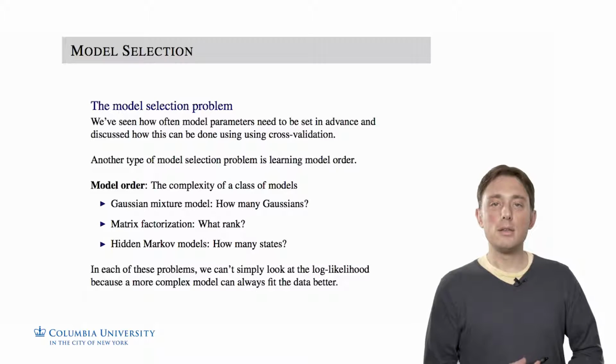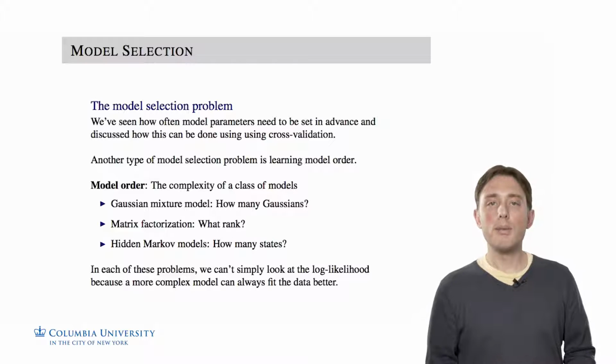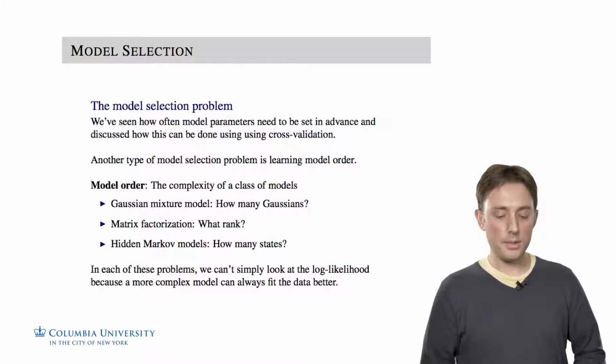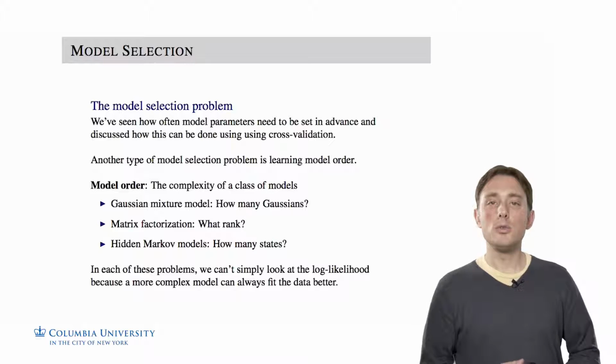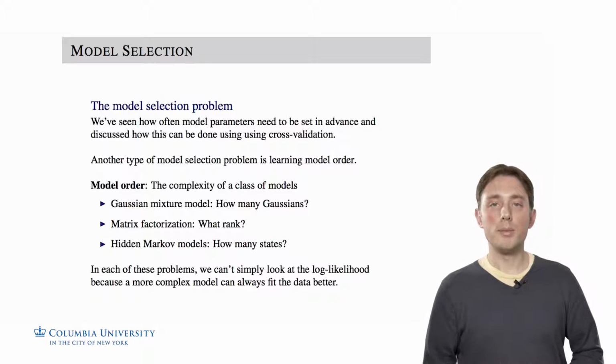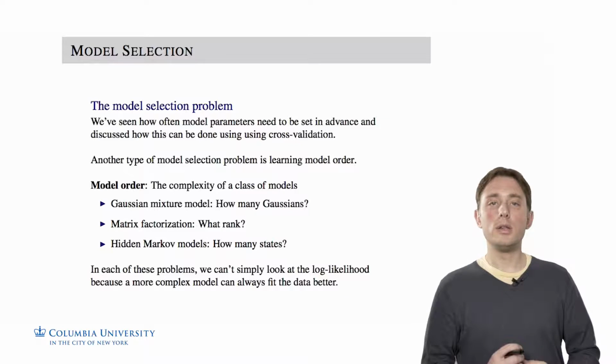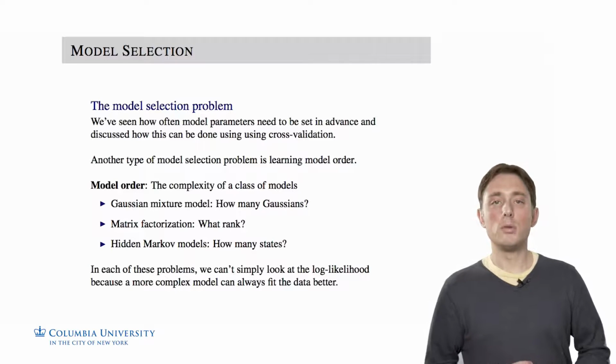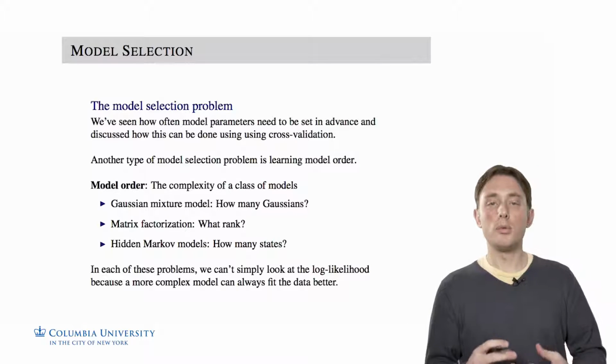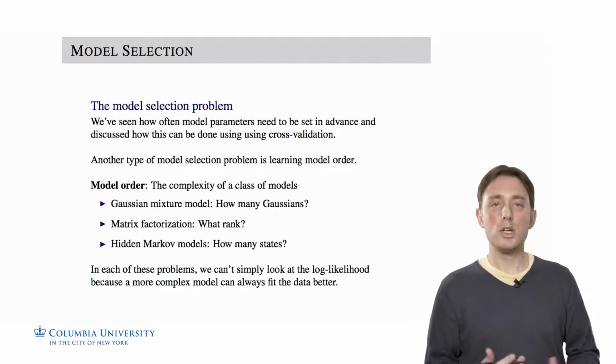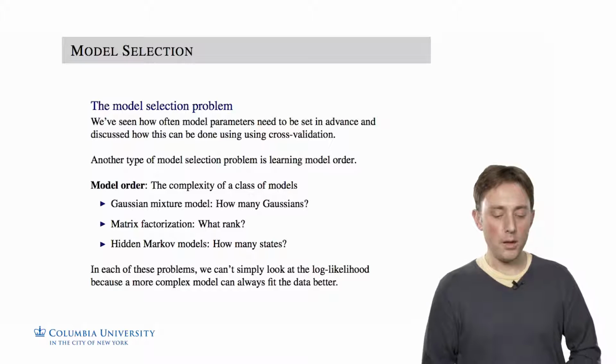So we've already seen with many of the models that we've been discussing that there are certain parameters that we need to set in advance. And we haven't discussed in too much detail how to go about setting those parameters, but we did briefly touch on the general approach of cross-validation. And so we saw how we could hold out parts of our data and then learn models on the other parts of our data for different parameter settings, and then see how well we do on the held out test set. So that's the general idea of cross-validation.